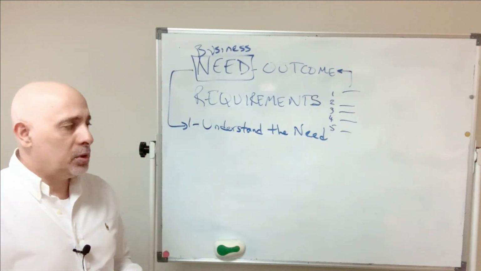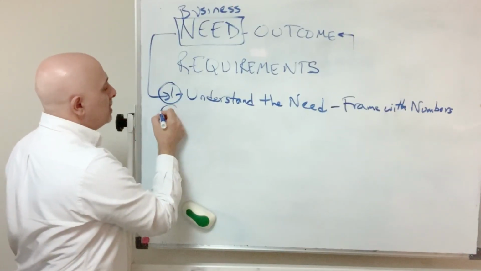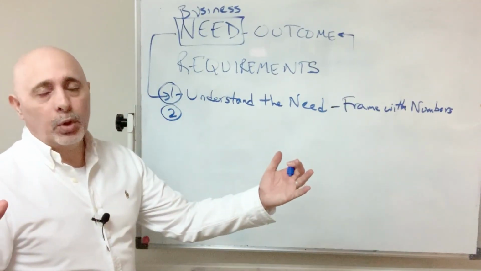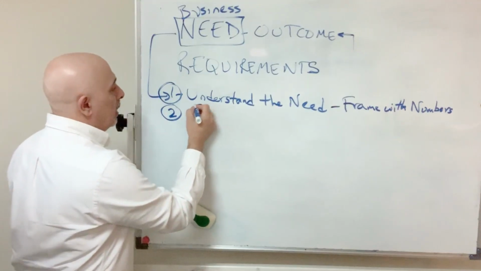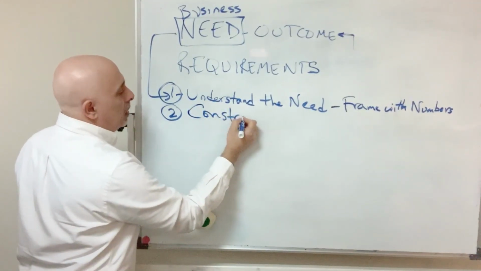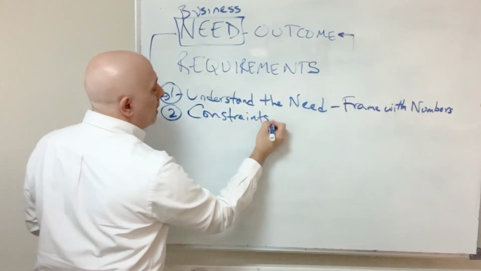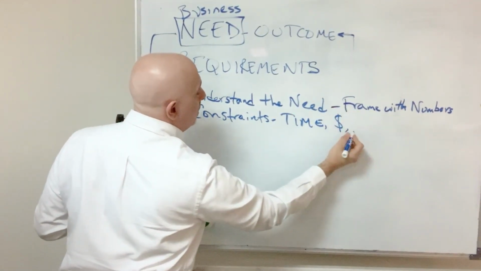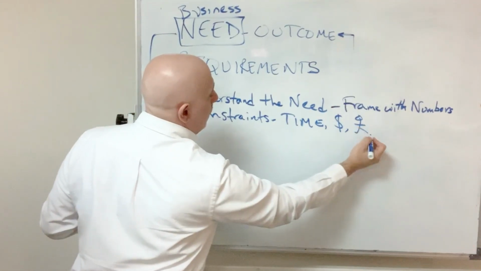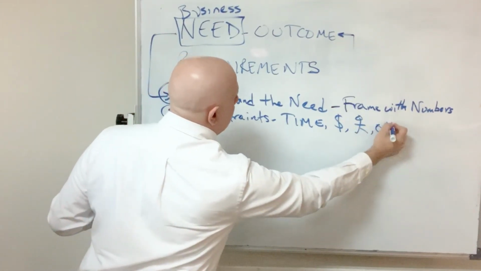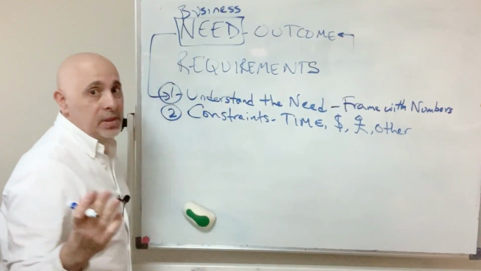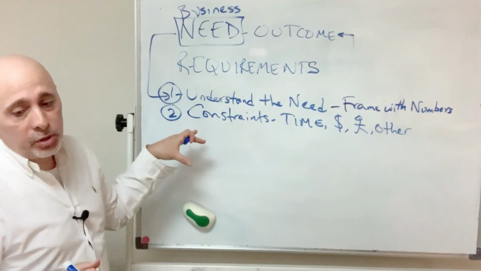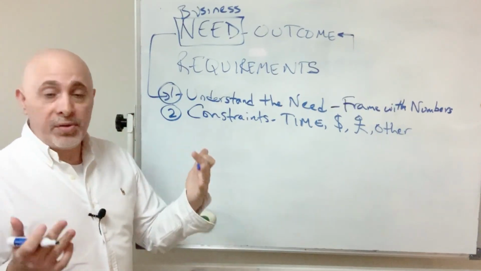So assuming you were able to get a business need, the next step is to find out your limitations or your constraints. So ask yourself, what are my constraints? How much time do I have? Time is one of those. Money is another one of these. Resources, and there could be some other constraints like rules, policies, and regulations. All right, so assuming you know what your constraints are, then you need to go to the third step.